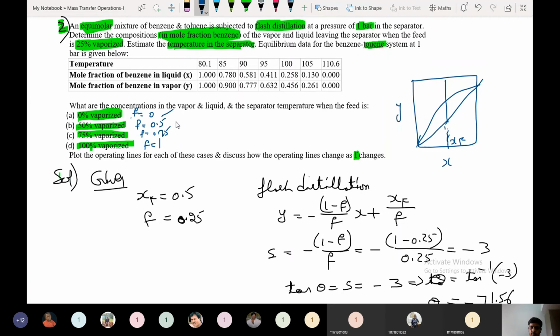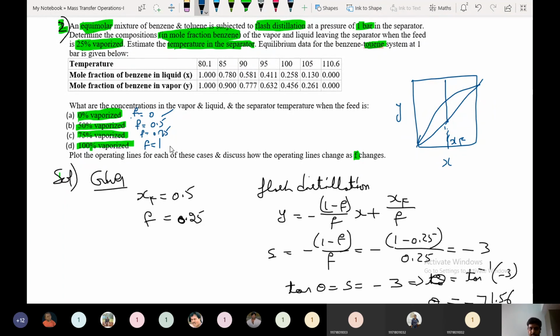So whenever this line touches, the x value is the same as xf for this case. For the y value, if xf is equal to 0.5 is there in the equilibrium data, we can directly estimate it. Otherwise, you have to project here. This projected value will be your y value. Then the same line needs to be projected up to the T versus x-y graph. The temperature indicated on the y-axis will be your temperature.